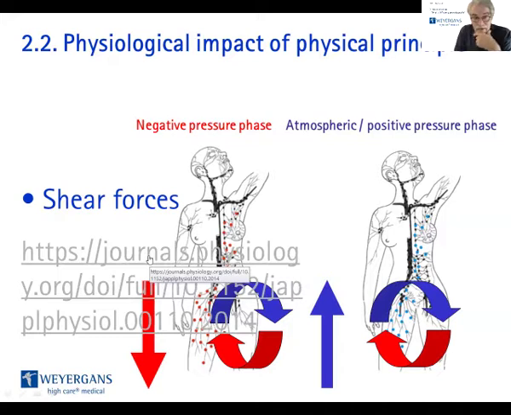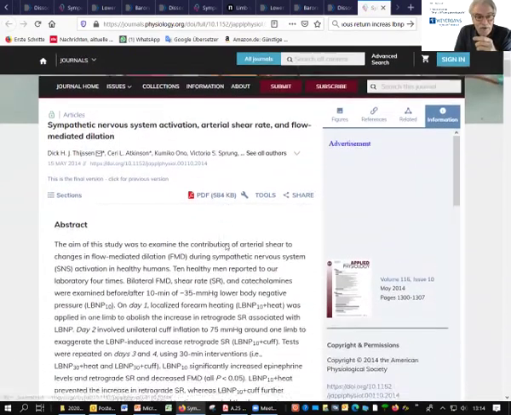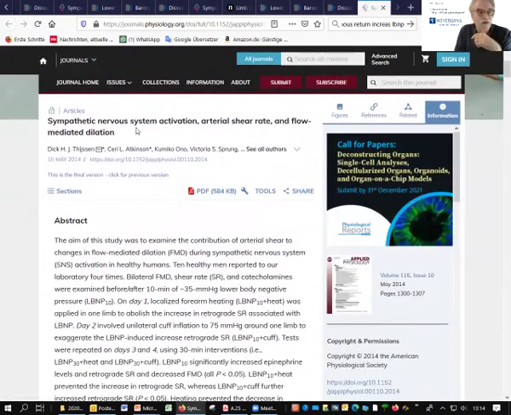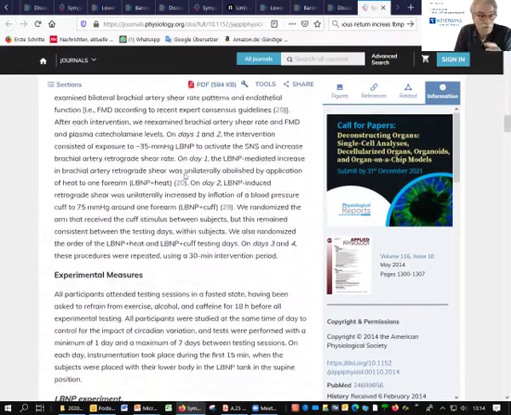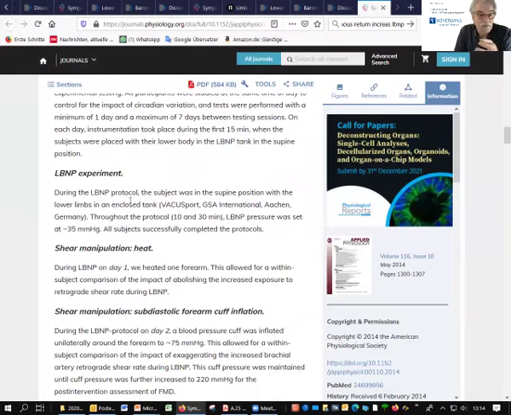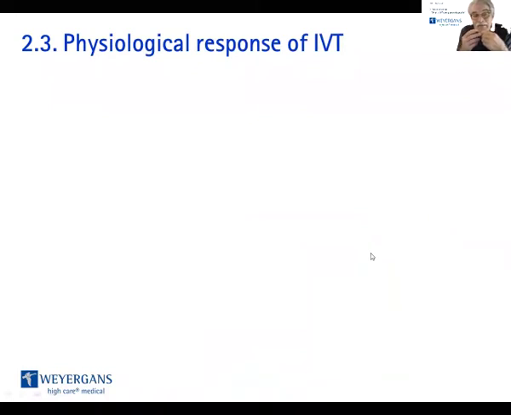And regarding the effect of IVT on provoking shear forces, there is a study. A study which is provided with vacuum med or vacuum sport. Here is sympathetic nervous system activation, arterial shear rate, and flow mediated dilation. Very nice summary. Also on the internet, and the device which was used here was the vacuum sport device.